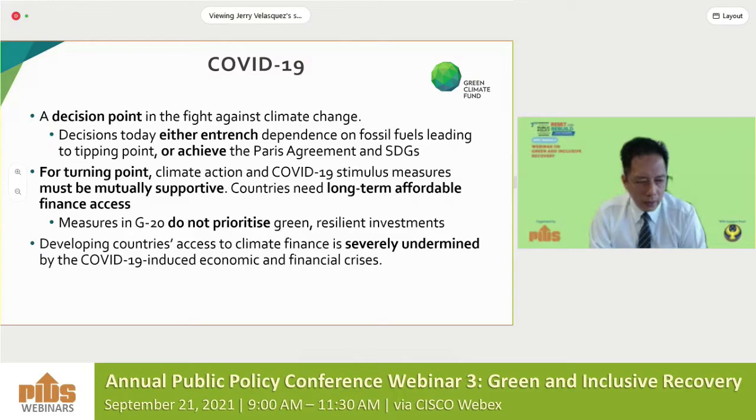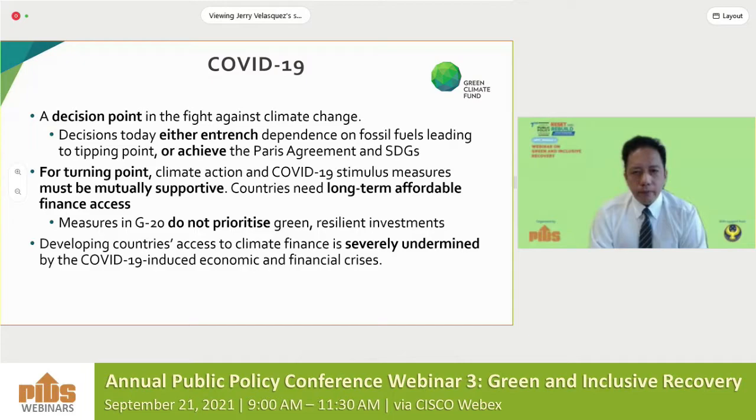However, to do this, countries need long-term affordable climate finance, or finance in general. And at the moment, most of the G20 countries do not yet prioritize green resilient investments. If the G20 does not do this, you could imagine what's happening in the developing world, where climate finance is severely undermined by the COVID-19-induced economic and financial crisis.